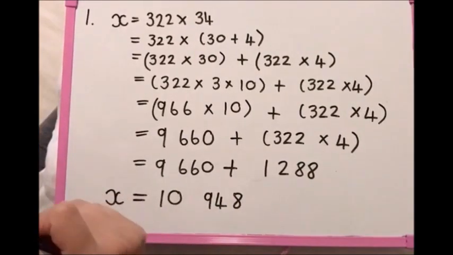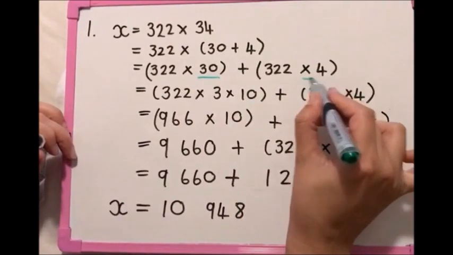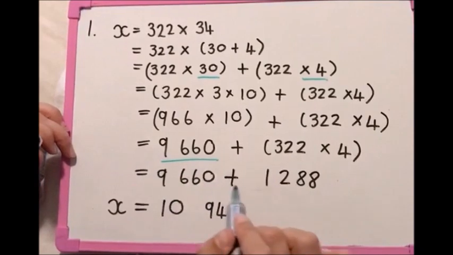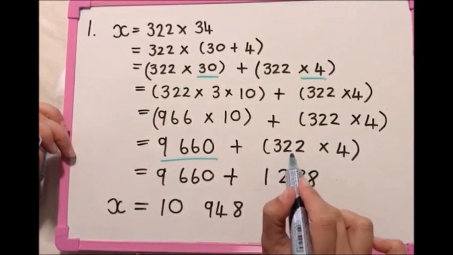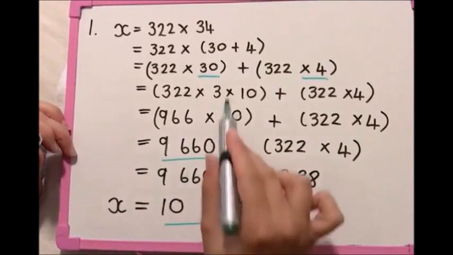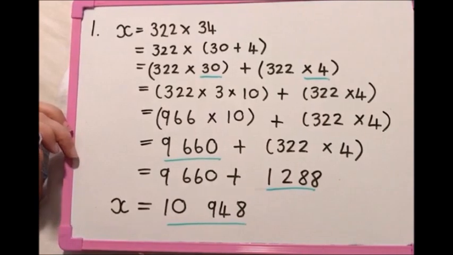This sum is worth 5 marks, showing us you've multiplied it by 30 and by 4, and then the answer for multiplying it by 30, which is 9,660, the answer for multiplying it by 4, and the final answer. So it's 1,288 and then 10,948.